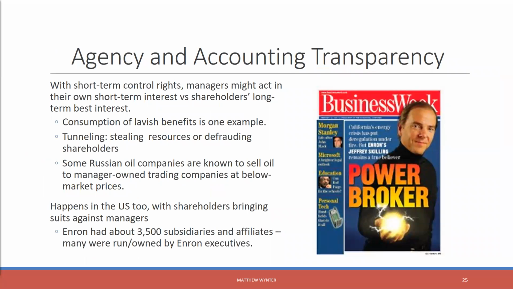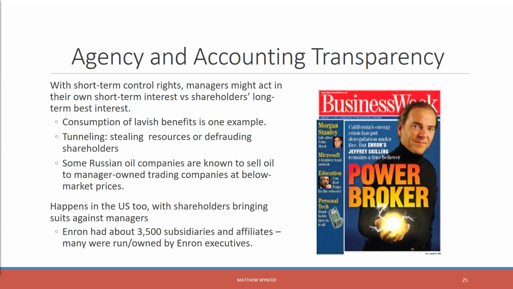Another mechanism that's discussed is accounting transparency. So here's the issue. With short-term control rights, managers might act in their own short-term interests versus shareholders' long-term best interests. As we just discussed, one of the ways that can happen is with the consumption of lavish benefits like jets and residences all around the world. Another way that this can happen is what's called tunneling. So this is where you steal resources or you directly defraud shareholders.